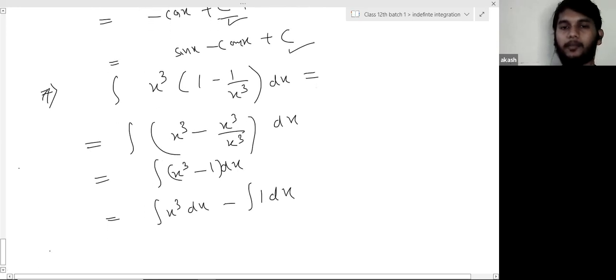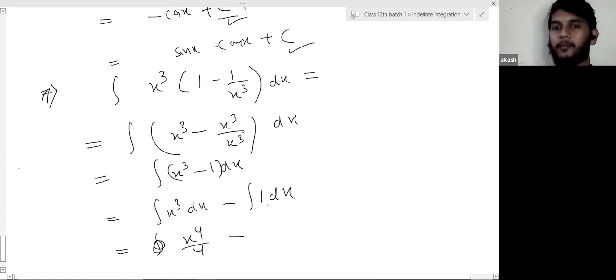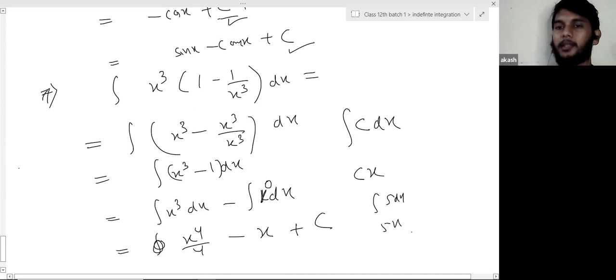So what is integration of 1 dx? This is x raised to the power 4 upon 4 minus integration of 1. 1 we can write x raised to the power 0. So this will be x raised to the power 1 upon 1, which is x plus c. So remember, integration of any constant into dx is constant into x. So integration of 5 dx is 5x. Integration of 6 dx is 6x. Integration of dx is x.